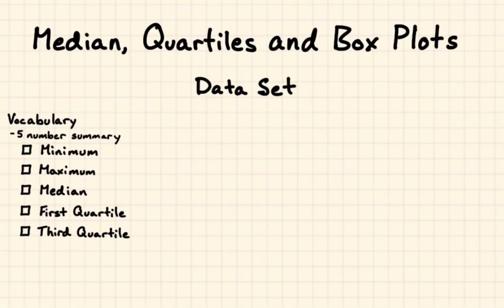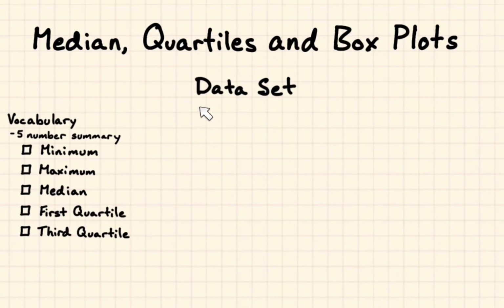For this set of notes, we're going to be going over the median, quartiles, and box plots, how to create a box plot given a data set. What we're going to be looking at in vocabulary is what we call a 5-number summary. That 5-number summary includes your minimum, your maximum, your median, and your first quartile and third quartile.